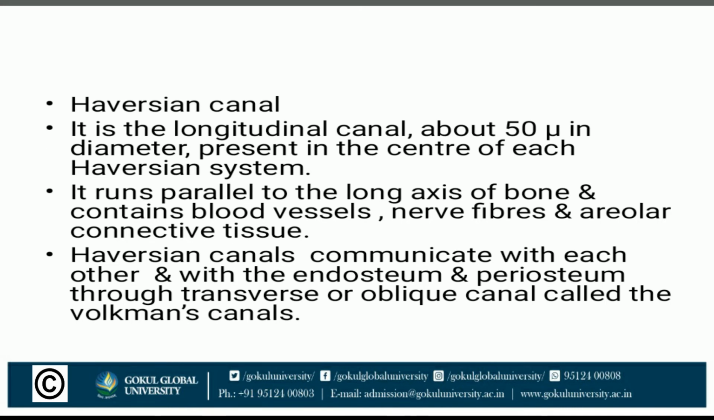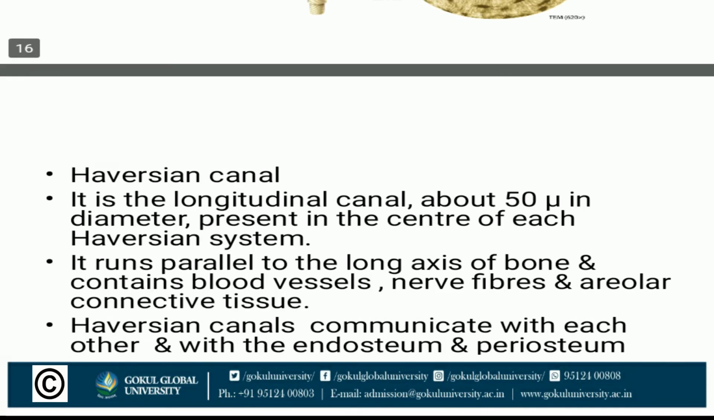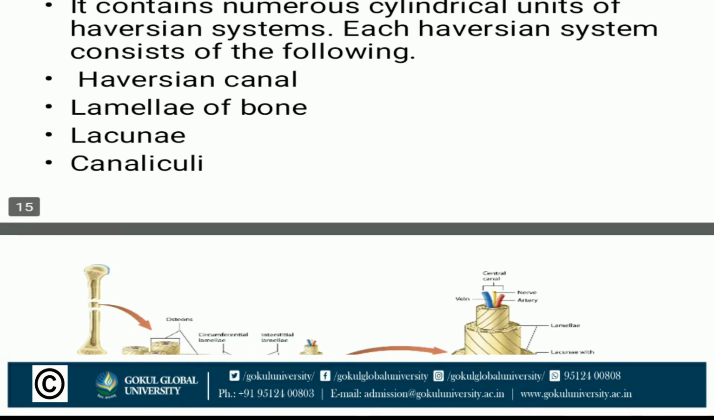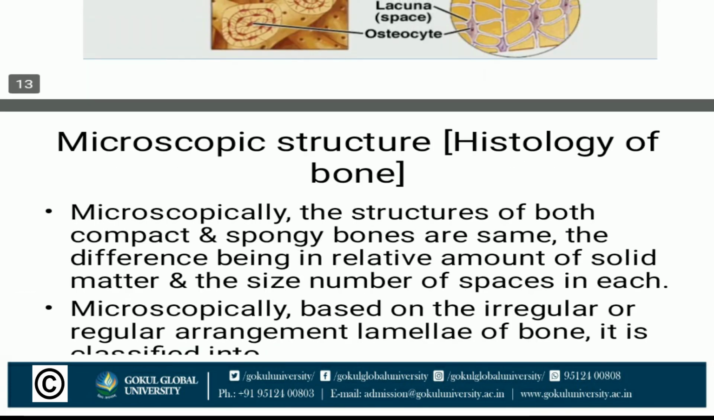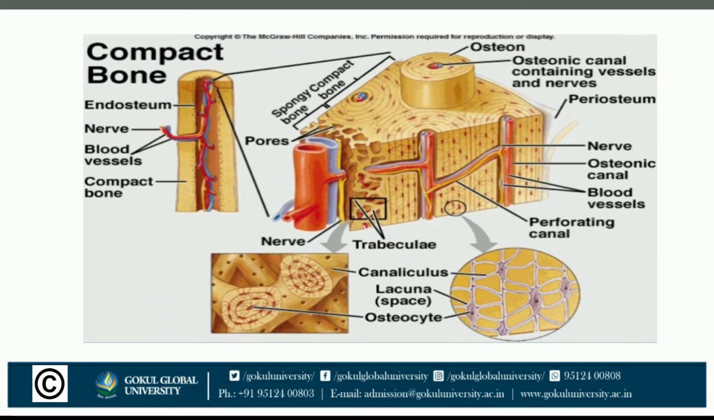Haversian canals communicate with each other, with the endosteum and periosteum, through the transverse or oblique canals called Volkmann's canals. Again, in this diagram you can see perforating canal. There is a term used, perforating canal. It is also termed as Volkmann's canal, which communicates the Haversian canal.